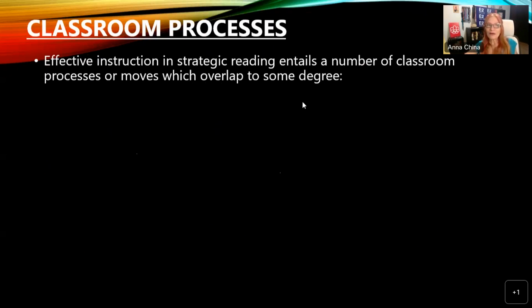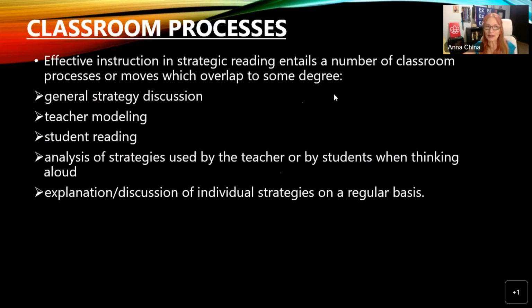Effective instruction in strategic reading entails many classroom activities or processes. At some point, they do overlap, but here we go. The general strategy discussion: we can discuss the text, teacher modeling, student reading, and analyze the strategies used by the teacher and by students when reading aloud, when thinking aloud. Reading aloud and thinking aloud are very productive processes. And explain and discuss individual strategies on a regular basis.